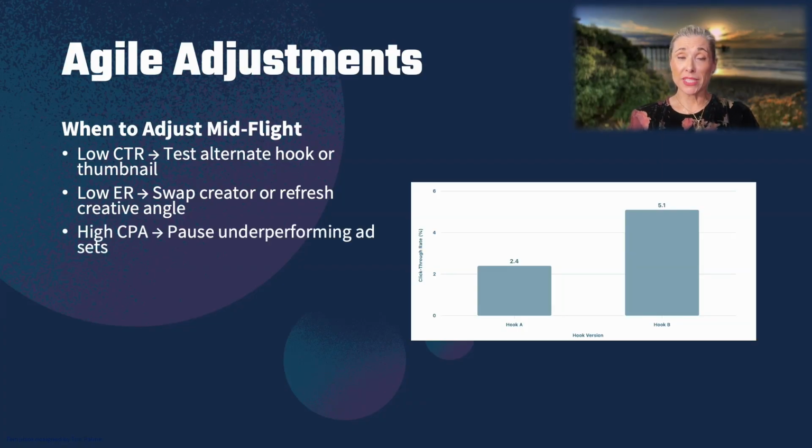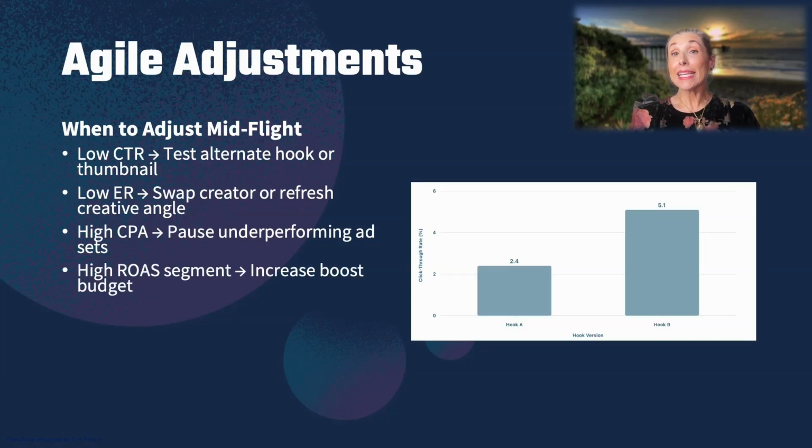High cost per acquisition. Pause underperforming assets. If content is costing too much to generate a sale, you must reduce or pause the bottom quartile of performers. You must track ROAS daily by creator or ad set and reallocate budget to top performers.